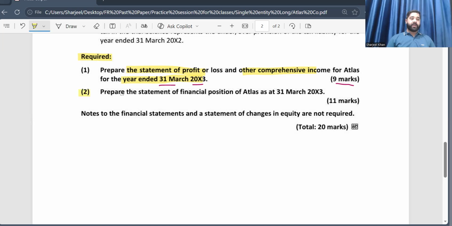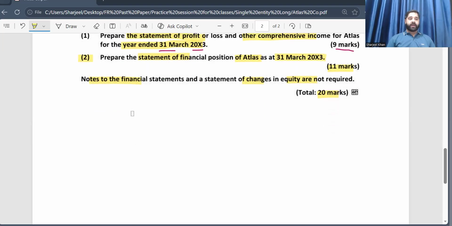Okay, requirement B, prepare the statement of financial position of Atlas at 31st March 20x3. And the marks for this requirement is 11. So 9 plus 11 is equal to 20 marks. Notes to the financial statement and a statement of changes in equity are not required. So only two requirements. One, we have to prepare the statement of profit or loss and other comprehensive income. And then we have to prepare the statement of financial position.